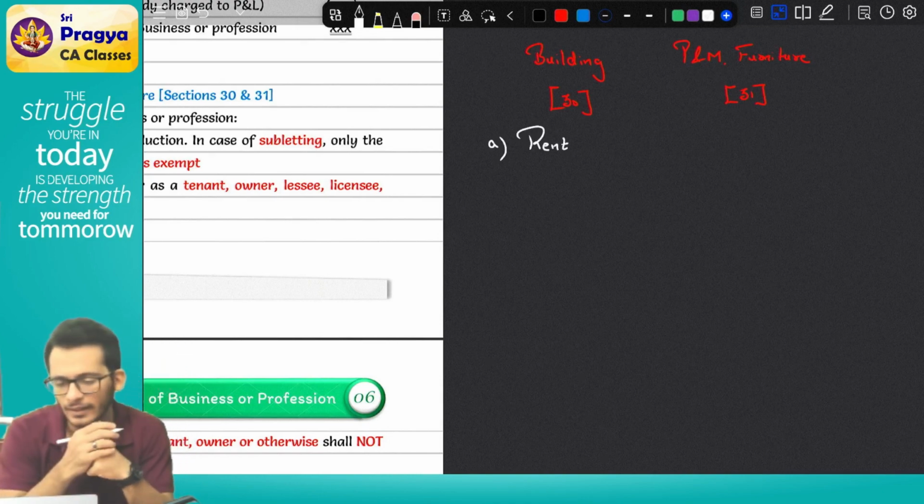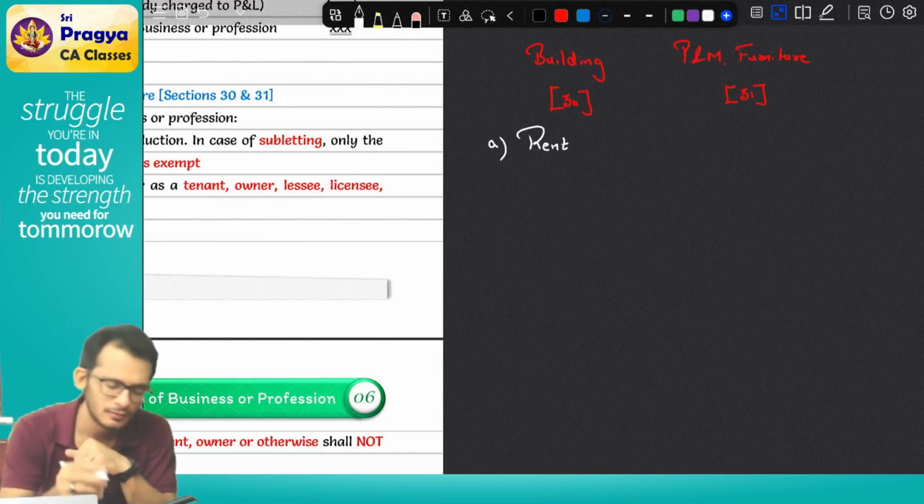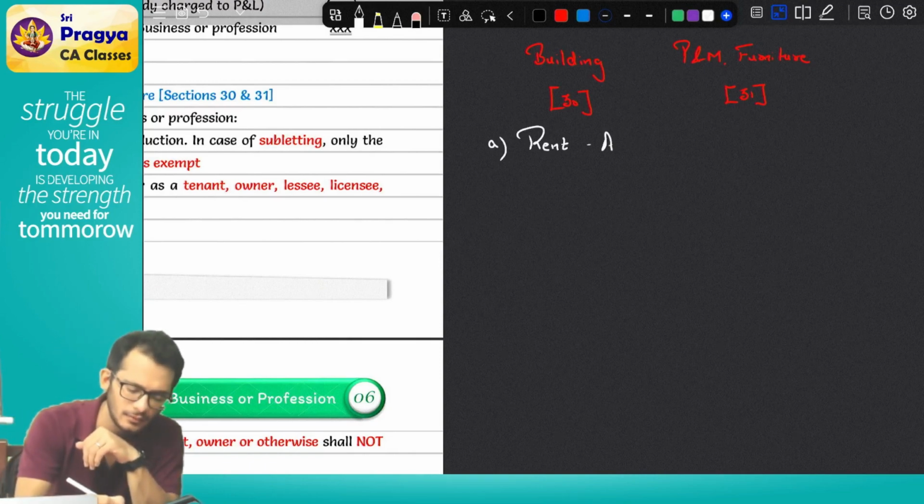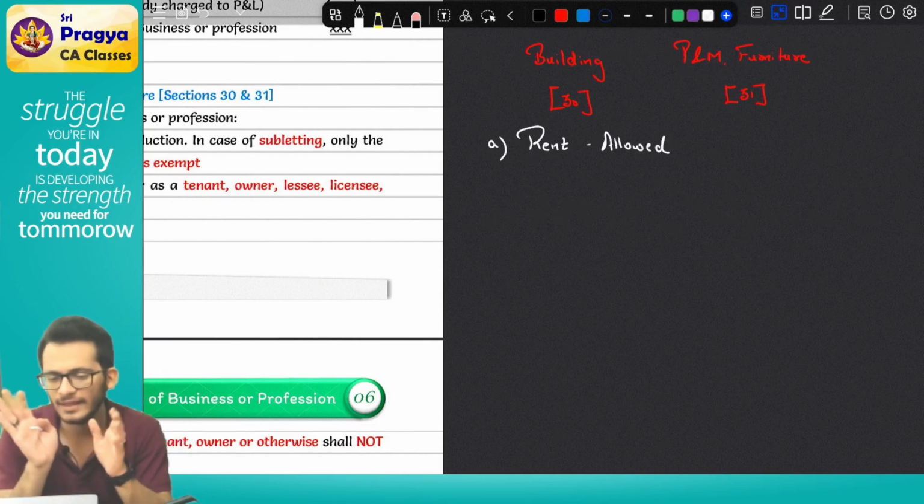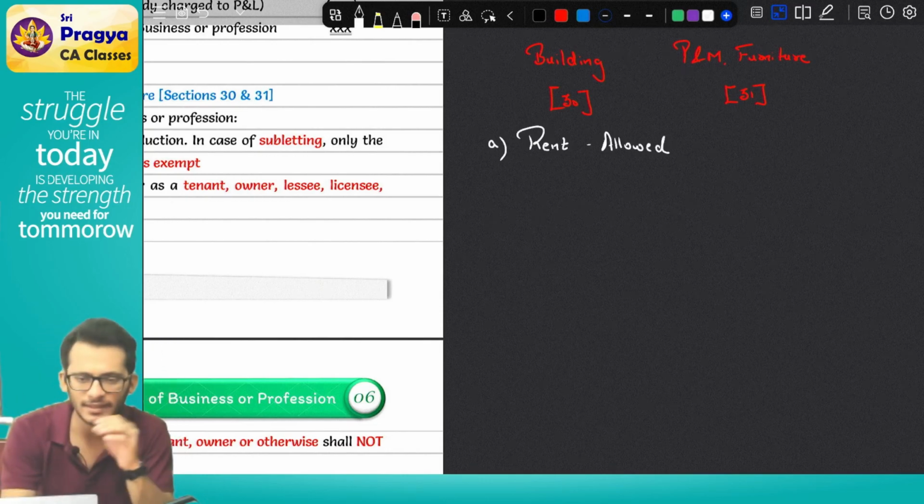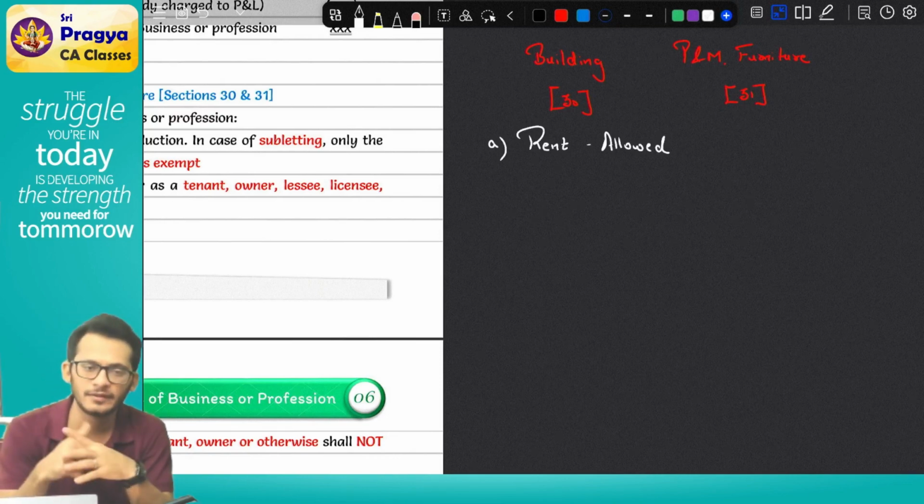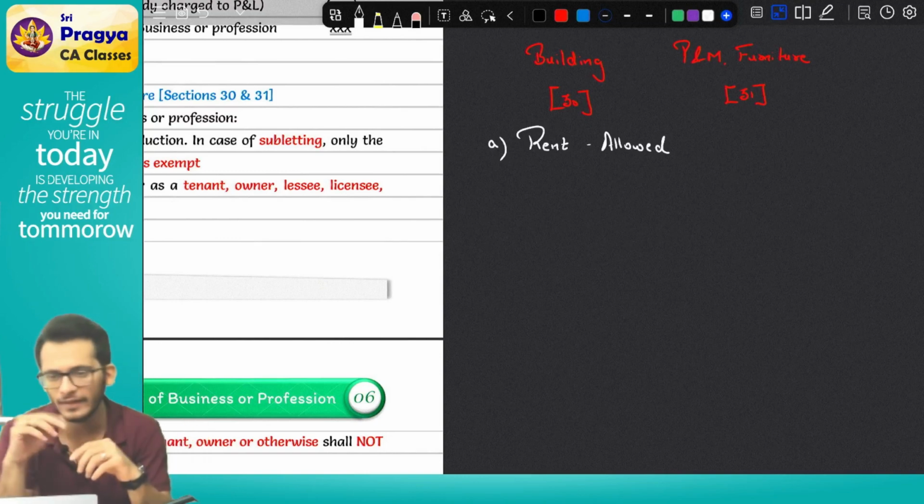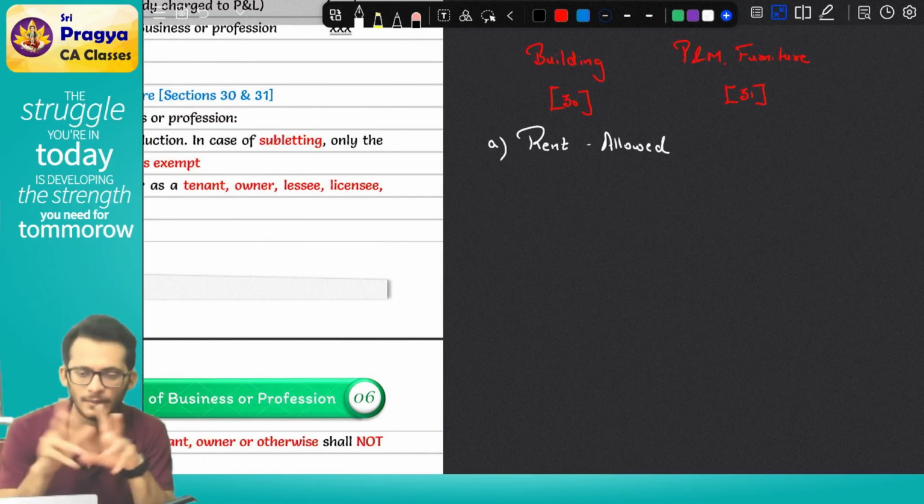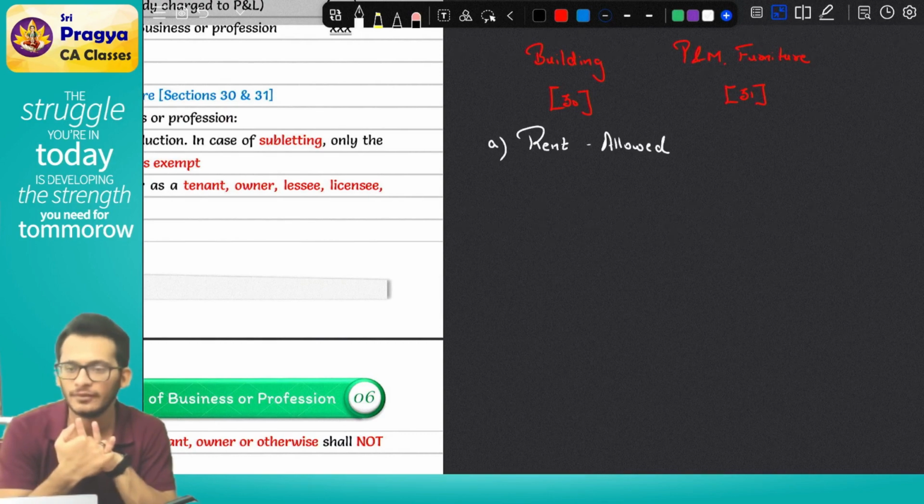Yes or no? Yes. Now, in accounts, rent allowed, not allowed? Allowed. So, income tax also says allowed, no problem. They are saying, boss, if you are incurring a rent for a building, it is allowed as a deduction, no restriction. In case you have done a sublease, meaning you have taken the building from someone and then given it off to someone else, net difference is your income.